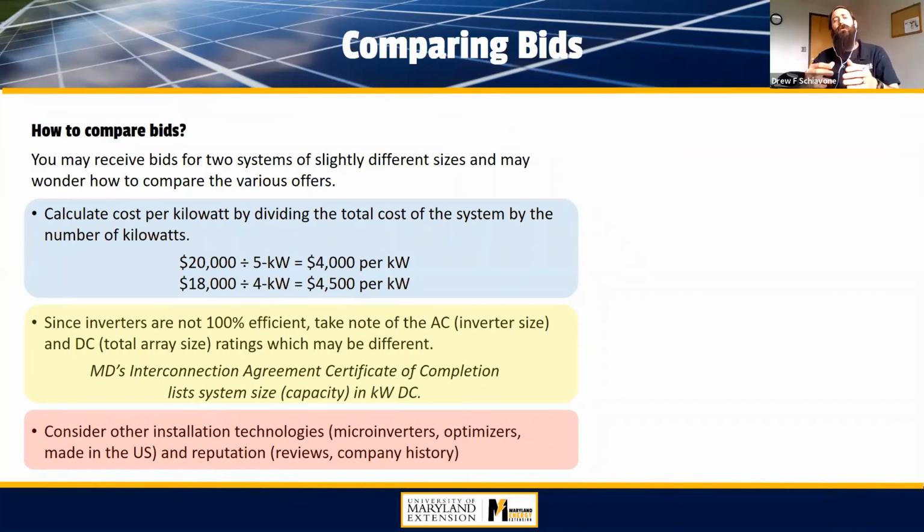You also want to make sure that you're comparing the same alternating current to alternating current or direct current to direct current, apples to apples. So if one bid comes in the form of direct current and another comes in alternating current, you want to make sure that you're compensating for that and comparing those. With the interconnection agreement in Maryland, it's done in direct current, so I typically use that convention.